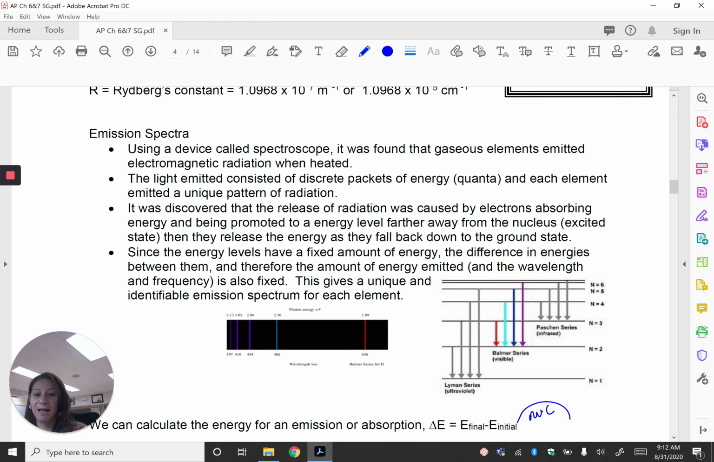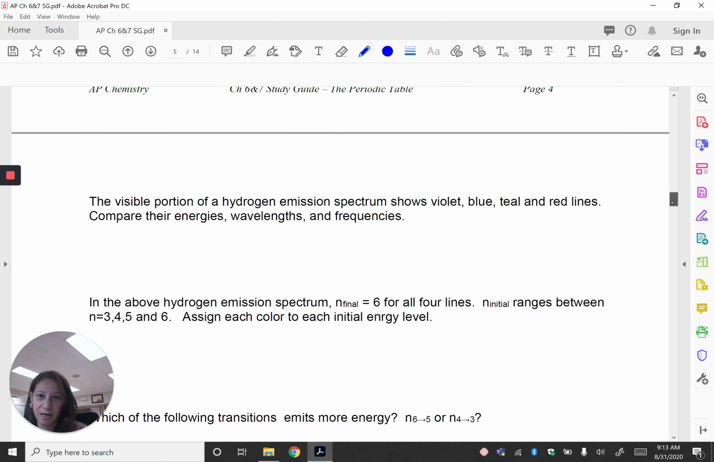We can actually calculate the energy of an emission or an absorption, because remember, Niels Bohr said that we have an equation to calculate the energy of an electron in a certain energy level. So if we calculate it for the initial energy level and for the final energy level, we can subtract the two, final minus initial, and that's going to give us the difference in energy that's either being released if it's an emission or absorbed if it's an absorption spectrum. So we can calculate the energy of that jump, whether it's up or down.